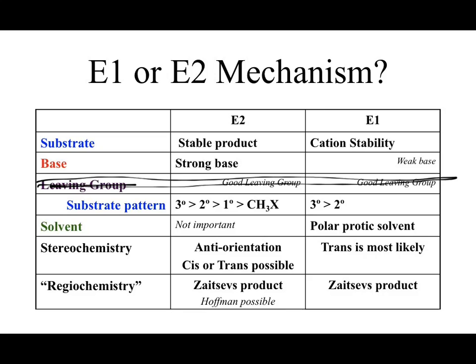Reverse order. Why does it change? Because our primary concern in the elimination is making that stable product. We form a more stable product with a tertiary alkyl halide than we do with a primary. When we move to E1, we'll see tertiary and secondary. One nice thing about the E1 is everything in this column is the same as everything in the SN1 column. So that's kind of nice.